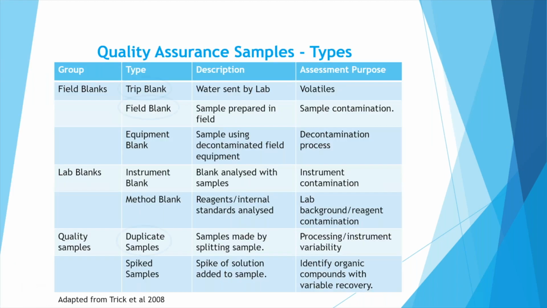So in terms of what types of quality assurance samples there are, several can be used depending on what your purpose is. I've summarized it within this table. I'm not going to go through the whole table, but I'm going to talk about 3 of these: trip blanks, field blanks, and duplicate samples.